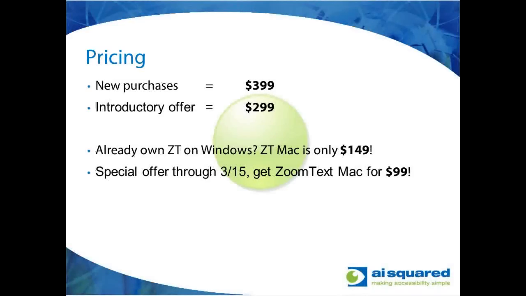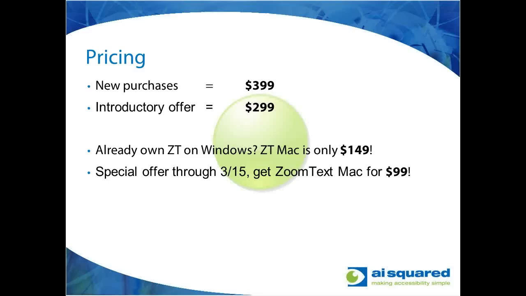starting with pricing. So if you haven't checked out our website to look at the pricing, here's how it breaks down. So if you're a brand new ZoomText Mac customer, you've never used ZoomText before, never purchased it on a PC, new purchases are going to have a list price of $3.99. Okay, we have an introductory offer right now where new purchases are $2.99. We don't have any expiration date on that, so basically if you're a new customer to AI Squared and you want to buy ZoomText Mac, it's $2.99.